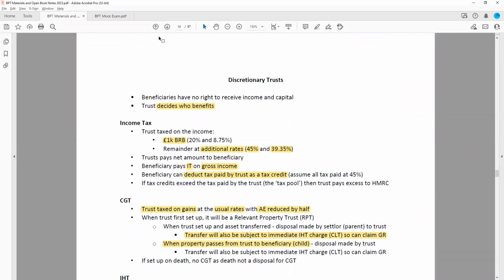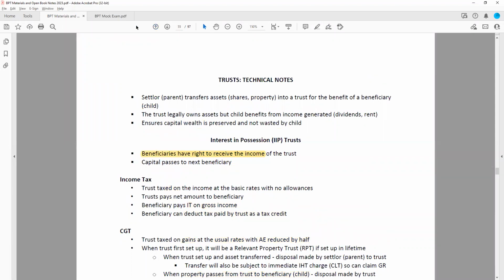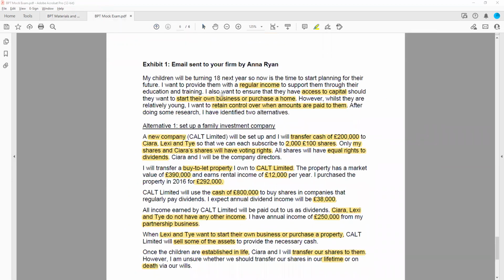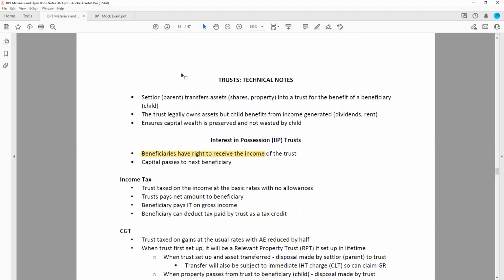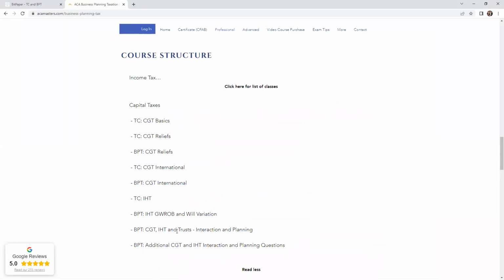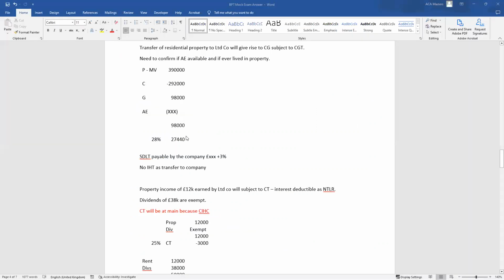So the family investment company is a new area from 2023. So it's something we do expect to see examined in upcoming BPT exams, but don't be too put off. And also with trusts as well, a lot of students find it quite a difficult area technically, but as we saw in the earlier classes, when I worked through other questions on trusts, you can see that there's plenty of easy marks to get along the way.